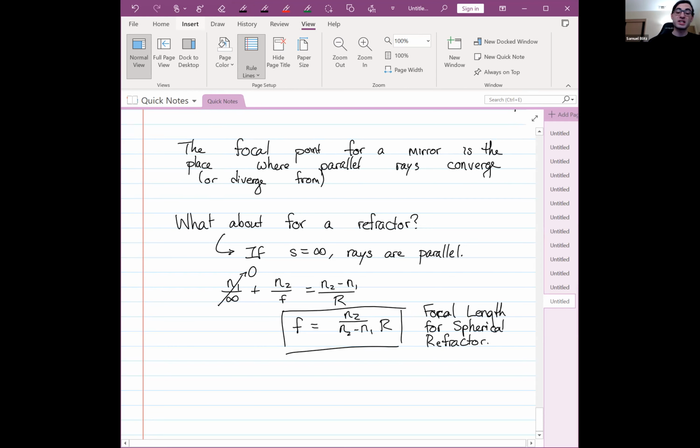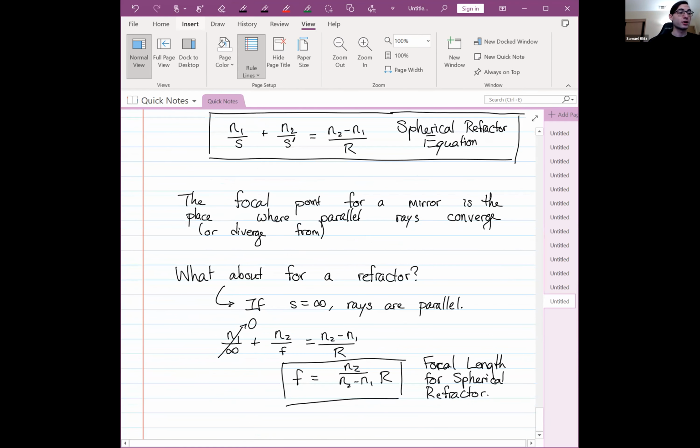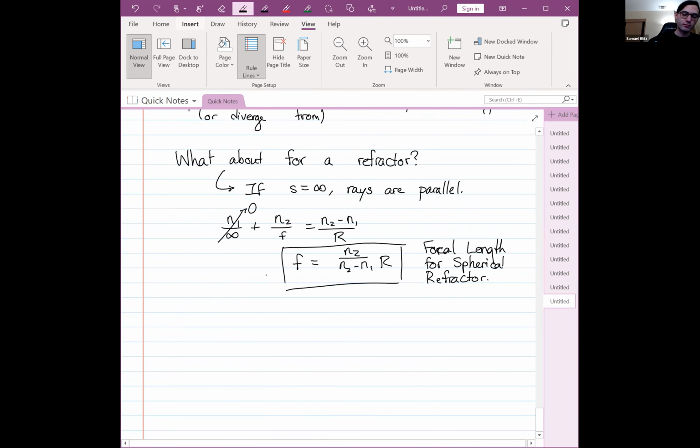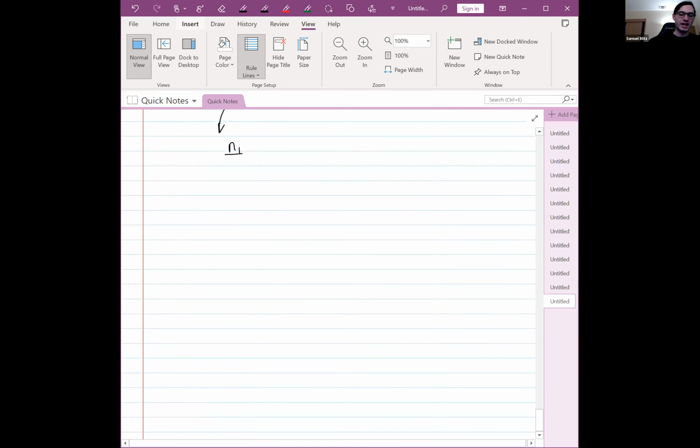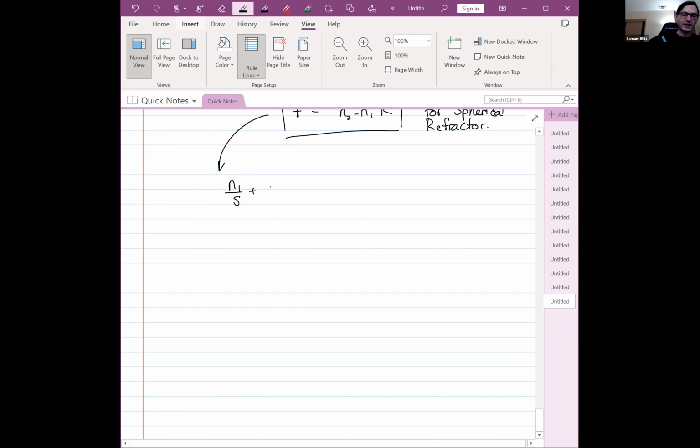And so taking this and plugging it into our spherical refractor equation simplifies it. That means that we can just replace r with f and adjust the equation accordingly. This gets us that n1 over s plus n2 over s prime is equal to n2 divided by f, which is a lot simpler. This is the spherical refractor equation.